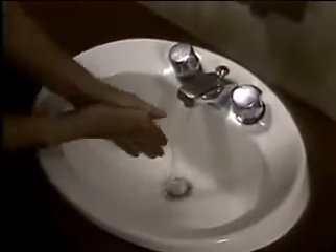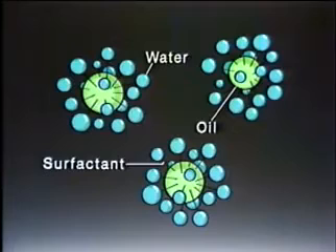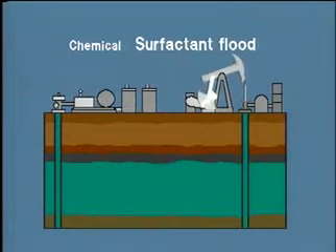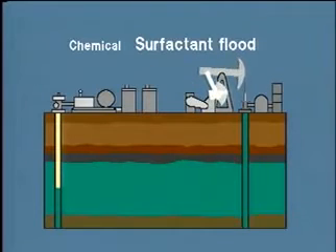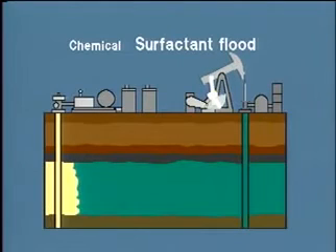A good example of a surfactant is the soap we use every day to clean our hands. These compounds can act to reduce the interfacial tension between the oil and water in the reservoir, reduce the residual oil saturation, and improve the displacement efficiency. Surfactants are usually introduced to a water flood as components in a water-oil surfactant, or micellar solution.